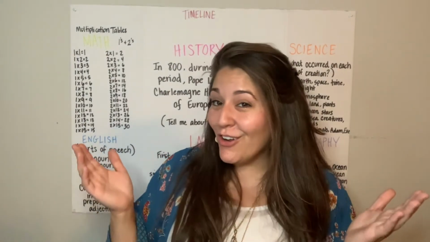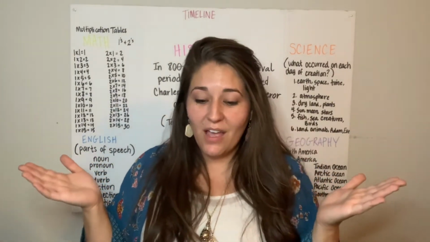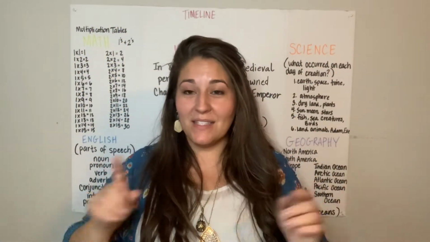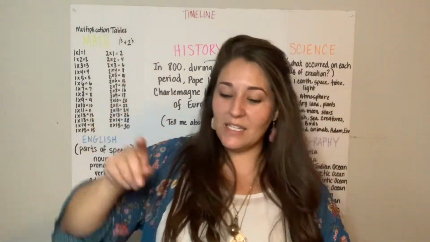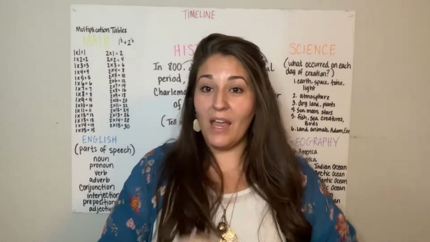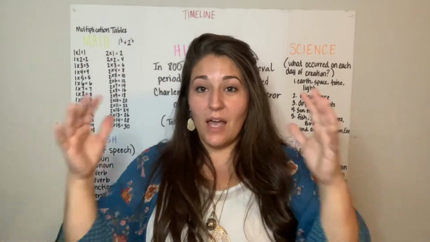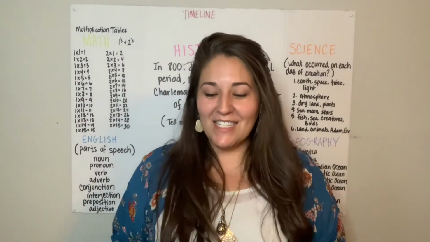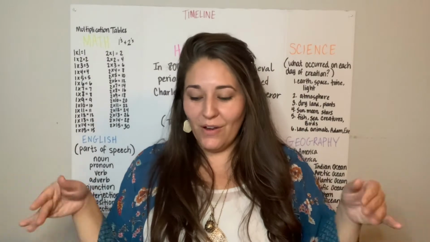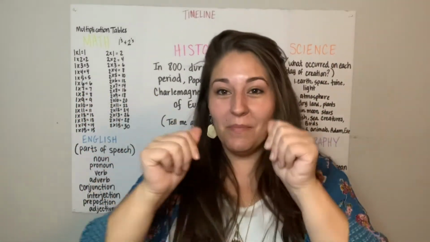What occurred on each day of creation? Day 1, Earth, space, time, light. Day 2, atmosphere. Day 3, dry land, plants. Day 4, sun, moon, stars. Day 5, fish, sea creatures, birds. Day 6, land animals, Adam, Eve.